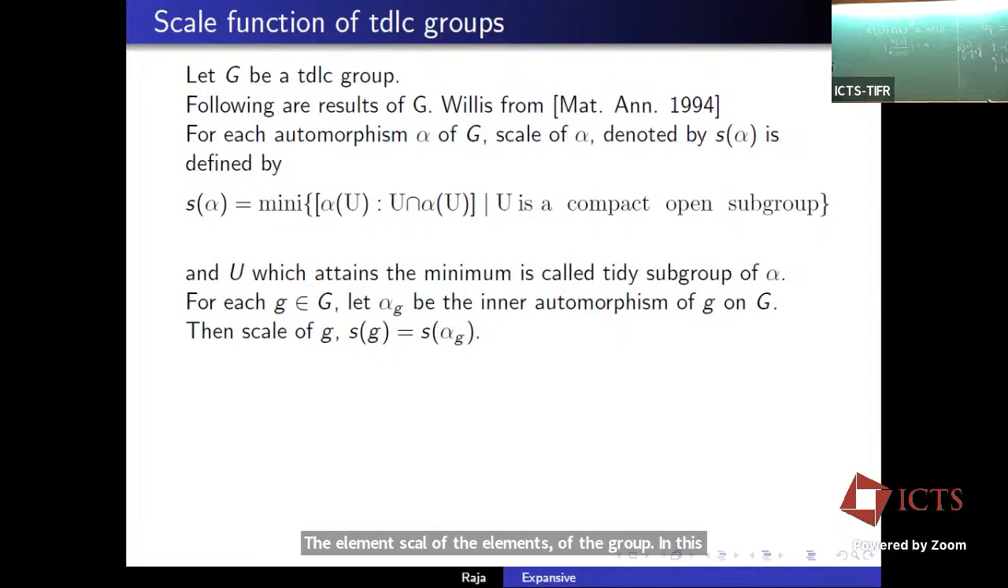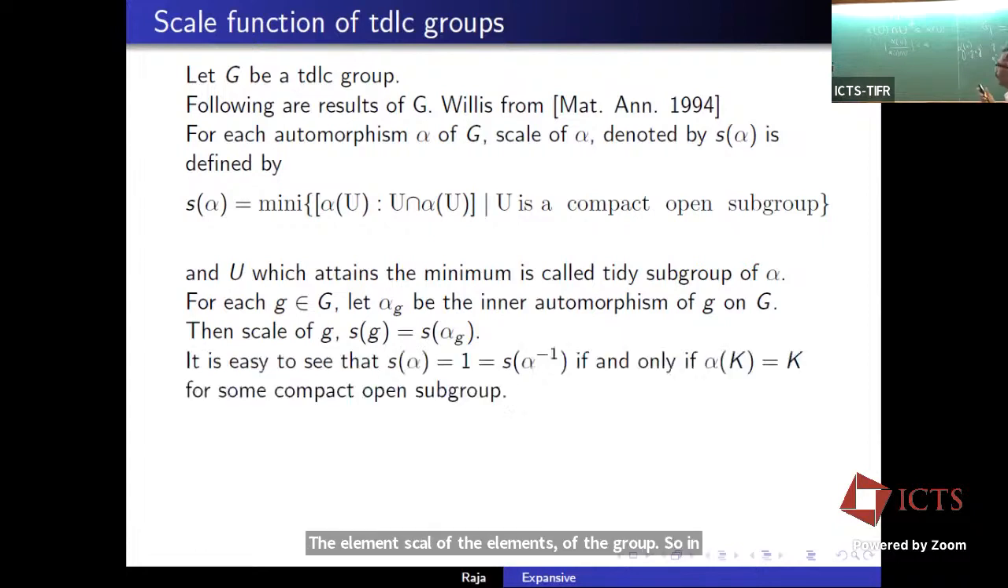So in this situation, now we can easily see one thing, that if the scale of automorphism is 1, and the scale of the inverse is also 1, which means that this one is 1. That means alpha U is the same as alpha U intersection U. That means U would contain alpha U, but the scale of alpha inverse is also 1, so you will get the other way around also. So this is true if the scale of alpha and alpha inverse are 1, if and only if alpha fixes a compact open subgroup of the group G.